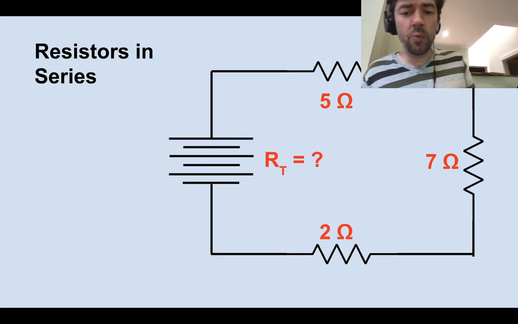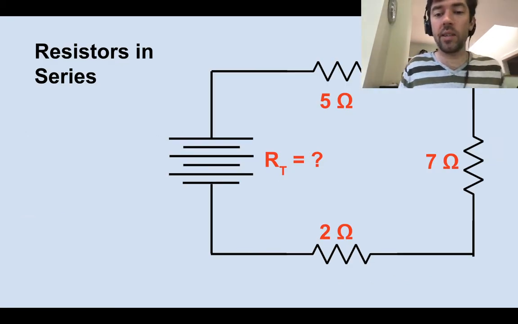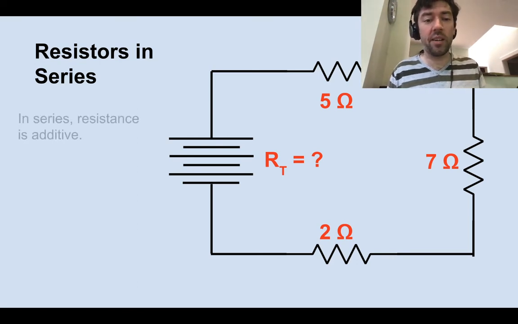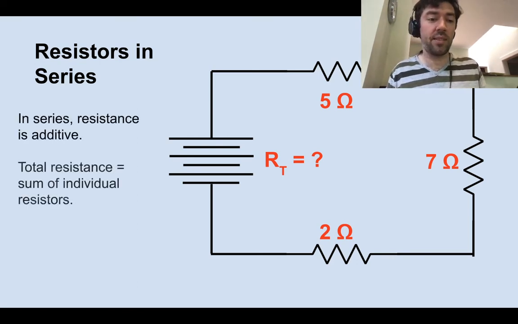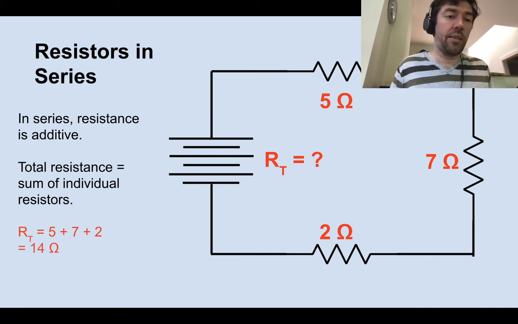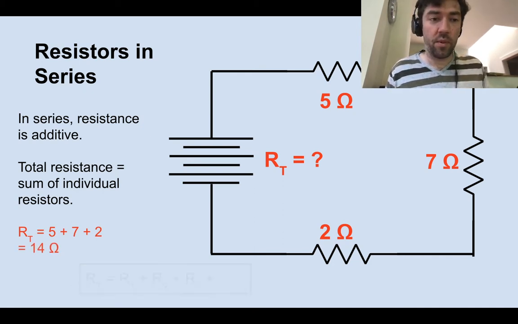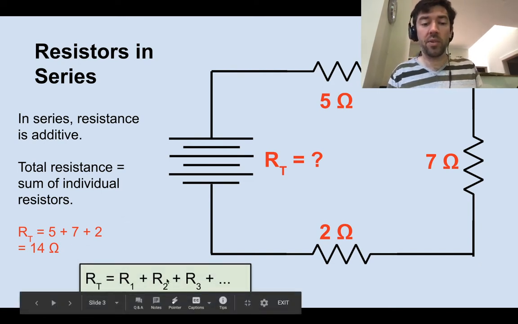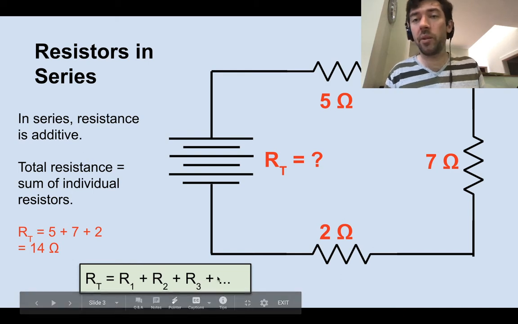So really what we want to study here is how to find the total resistance of a circuit depending on whether it's series or parallel. Now, if you're looking at this circuit, you're probably already thinking to yourself the correct answer. It's nothing fancy, nothing complicated. You just add up the individual resistances. And so in this case, it's 14 ohms. And that, I think, is pretty straightforward. And here's the formula. So you just add up R1 plus R2 plus R3 plus etc. as many resistors as you have.